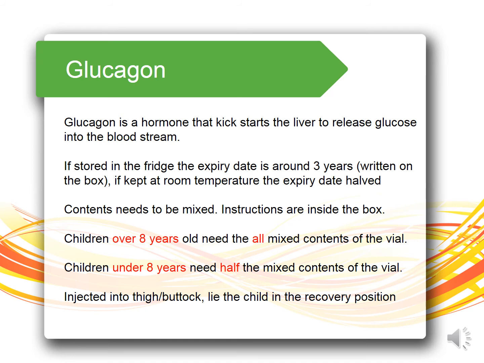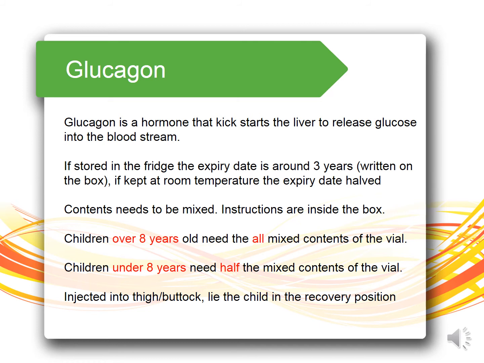Glucagon is a hormone that kickstarts the liver to release glucose into the bloodstream. This orange box is stored in the fridge usually, and the expiry date is around 3 years, which is written on the box. However, it can be kept at room temperature. It just halves the expiry date, so it's important to write this on the box. So if a child is going on a residential, or the child prefers to keep it in their bag, then that is okay. However, I recommend keeping it in a fridge at school so then staff know where this emergency kit is. The contents need to be mixed and instructions are inside the box, and you've just seen that YouTube video to show you how it's done.